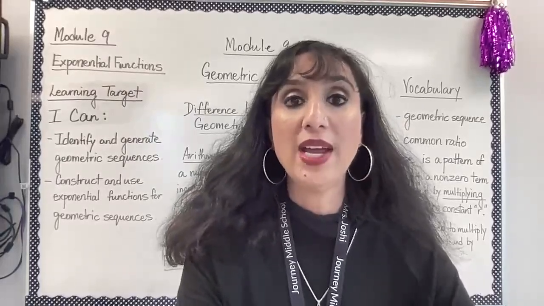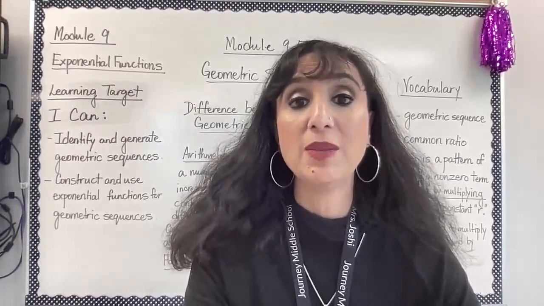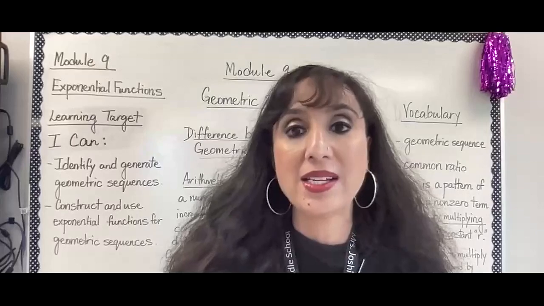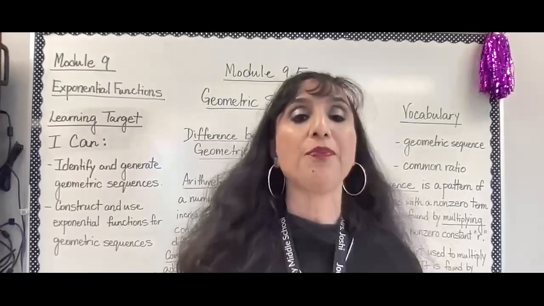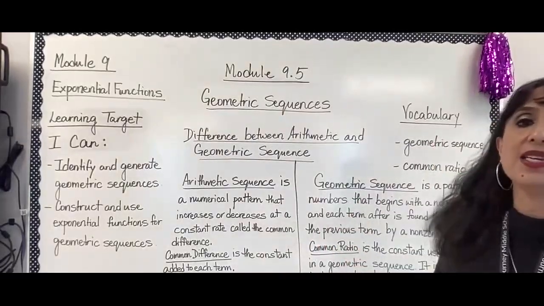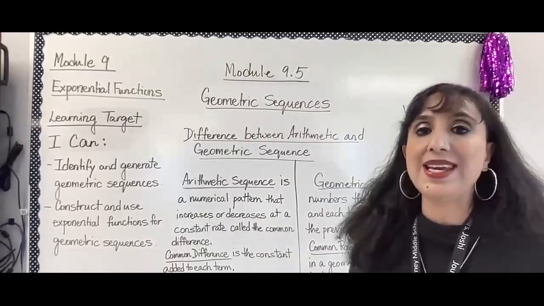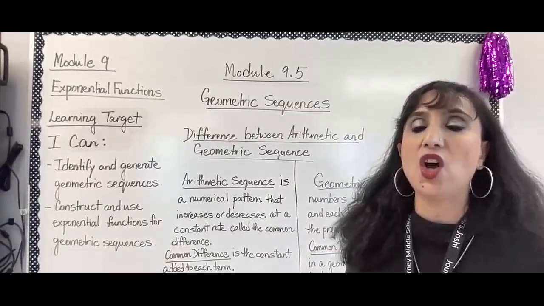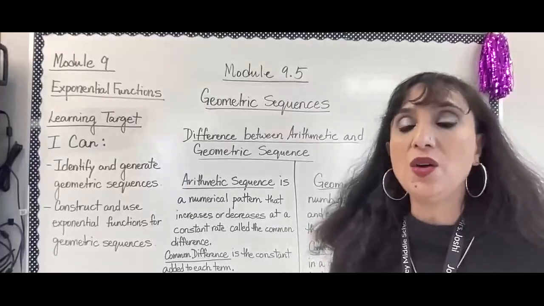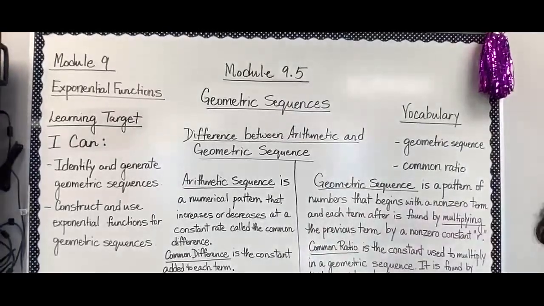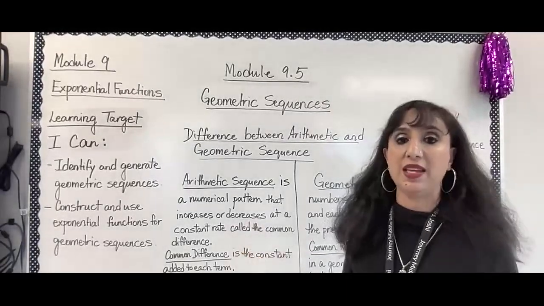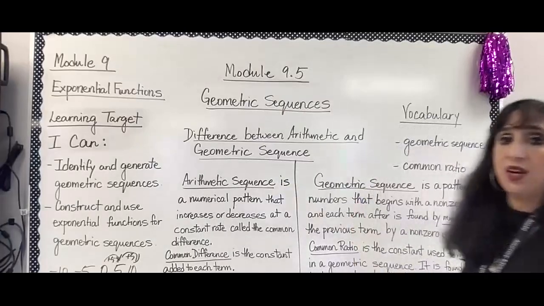Before we get into geometric sequence, we've already done arithmetic sequence in the past, okay? So let's quickly look at the difference between the two. An arithmetic sequence is a numerical pattern that increases or decreases at a constant rate, which is called the common difference. So you are basically adding the same constant to each term in this. Now let's talk about geometric sequence.